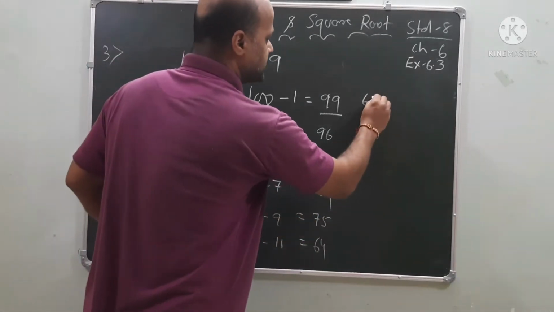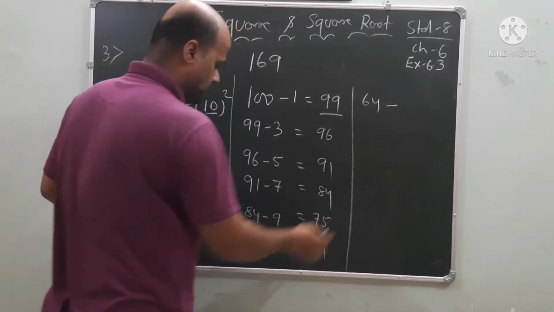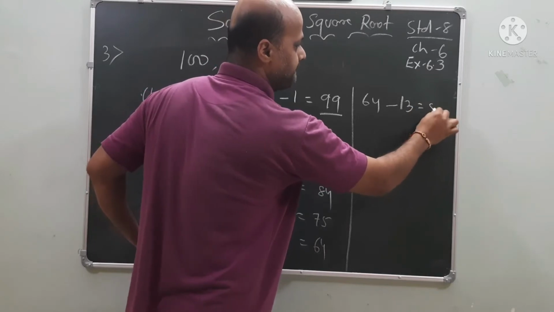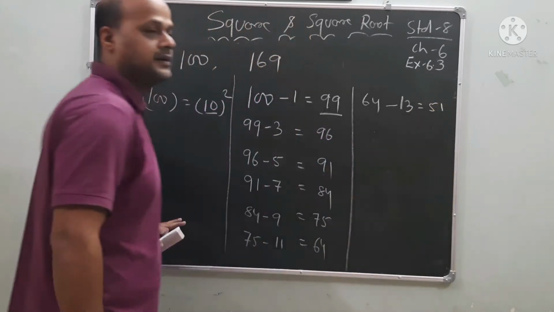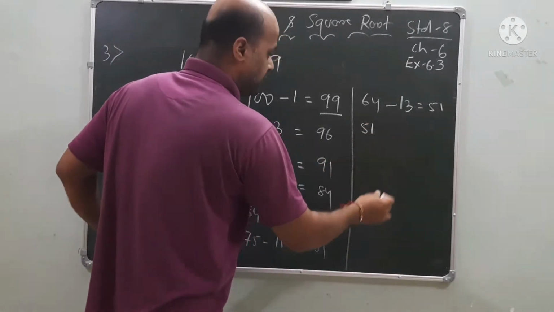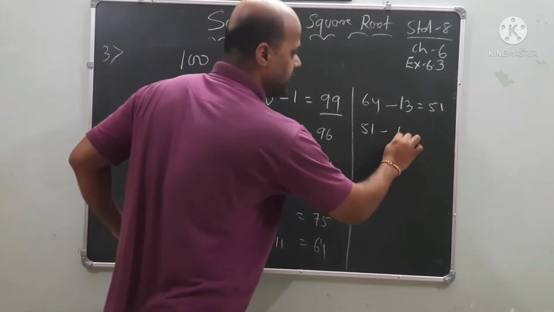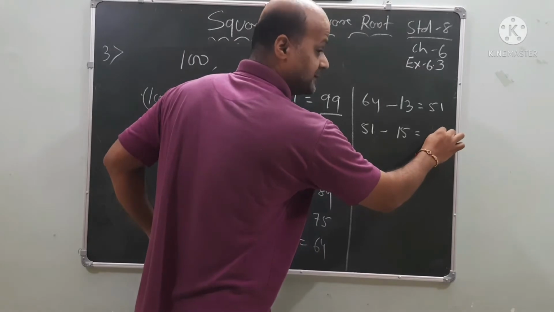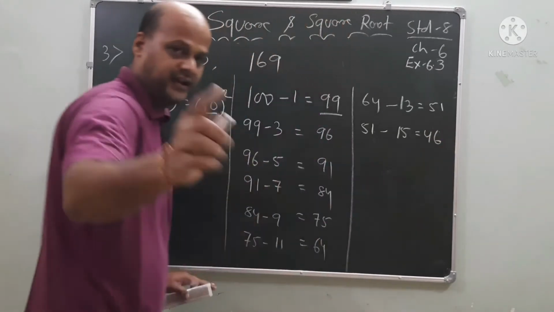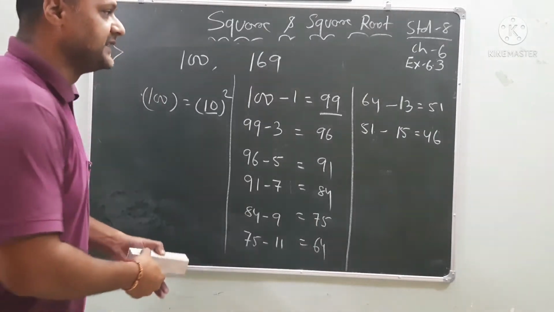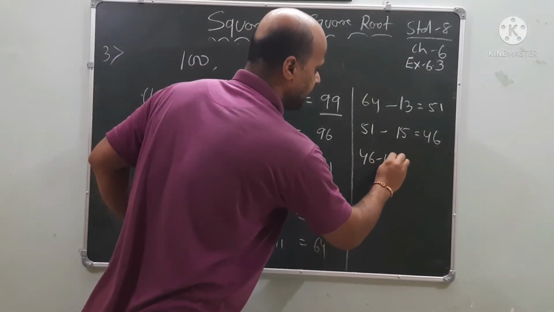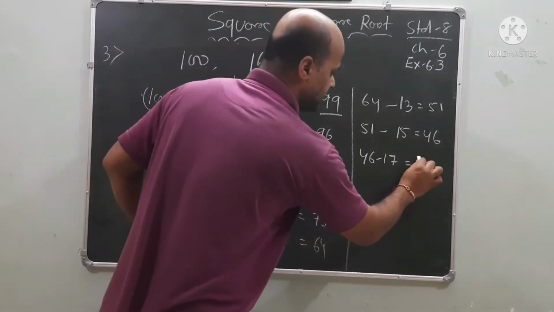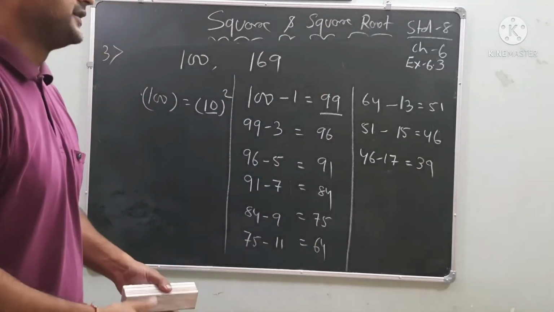Okay. Next, 64 minus what is the next odd number? 13. How much is it? Tell me. 50? Yes, 51. Okay. Next, 51 minus which one? Next odd number? 15. Tell me one by one. How much? 46. Yeah, very good, Aniket. Very good. 46 it is. Next, 46 minus 17. How much? How much will it come to? Just tell me. 39 or 29?